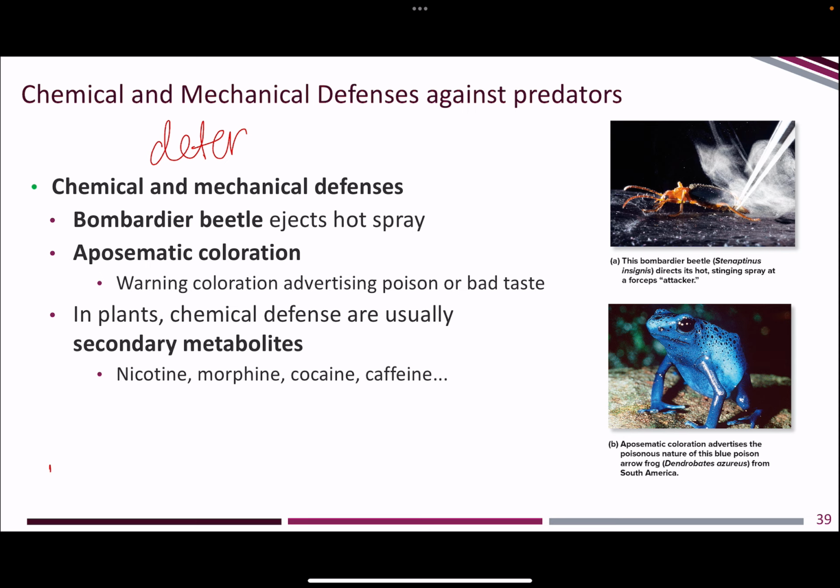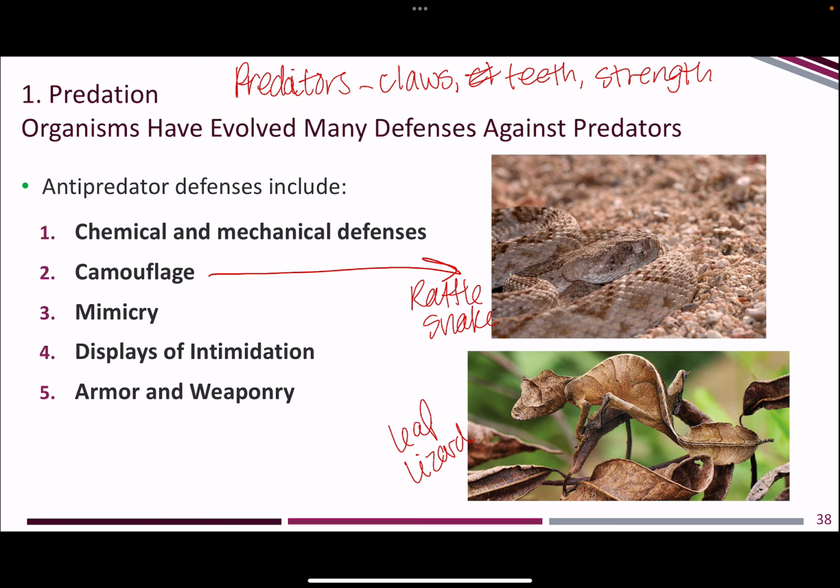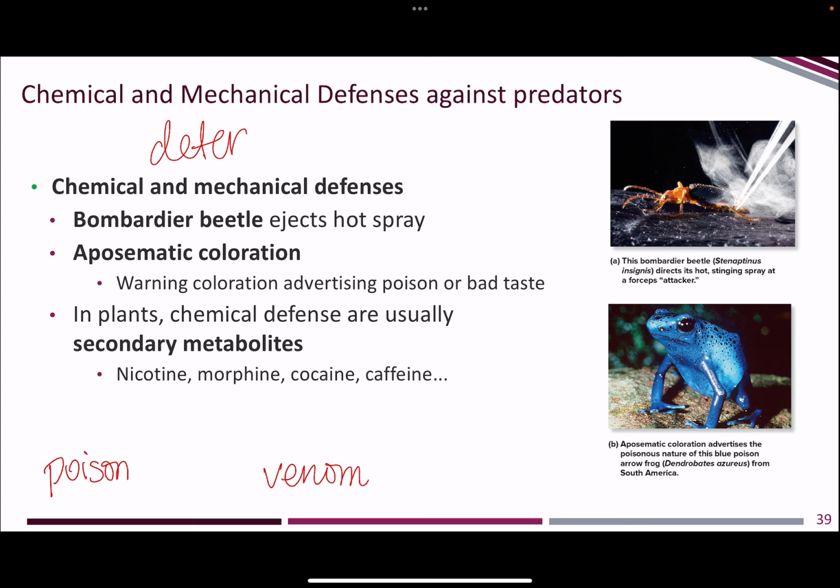Just a little side note, a poison is passive. So this frog is secreting a poison, but a venom is basically something that's used on purpose. So this rattlesnake back on the other side, he's got these fangs in the front, and he can control and inject venom into his prey. So just a little side note there, poison and venom are not the same thing.